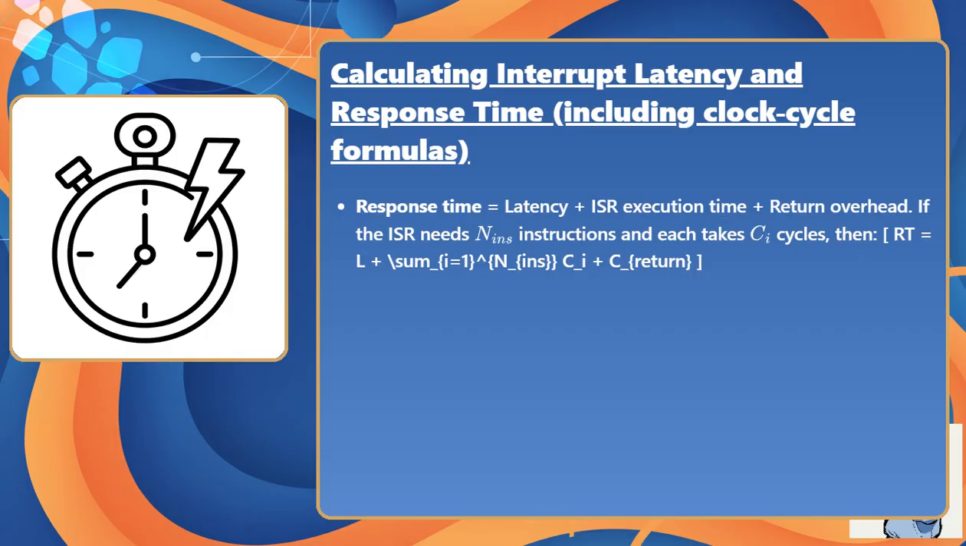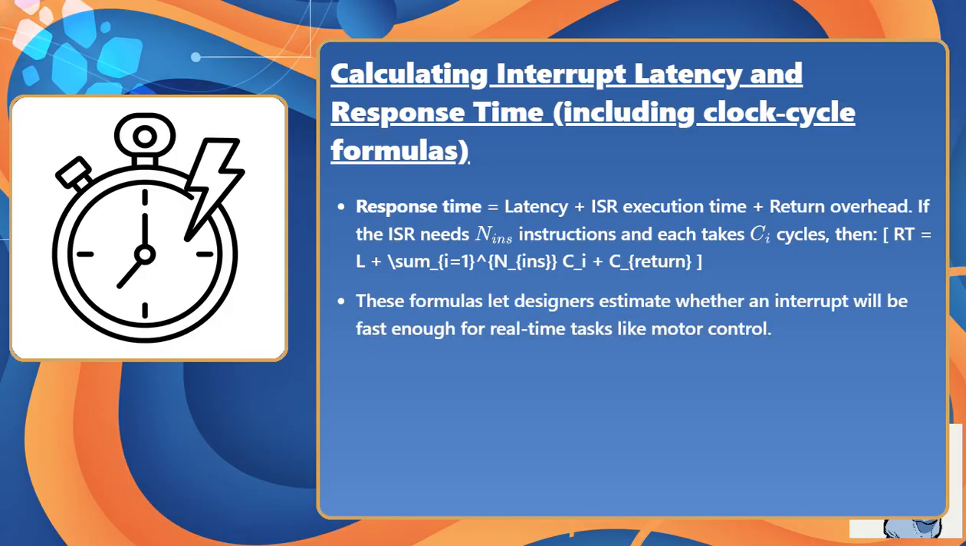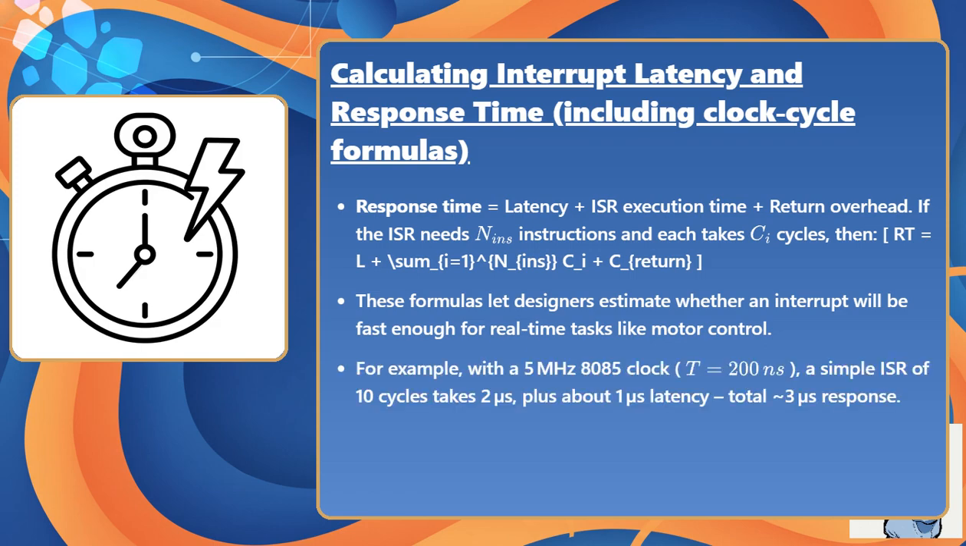If the ISR needs N_ins instructions and each takes C_i cycles, then RT equals L plus the sum from i equals 1 to N_ins of C_i, plus C_return. These formulas let designers estimate whether an interrupt will be fast enough for real-time tasks like motor control. For example, with a 5 MHz 8085 clock, T equals 200 nanoseconds. A simple ISR of 10 cycles takes 2 microseconds, plus about 1 microsecond latency, total about 3 microseconds response.